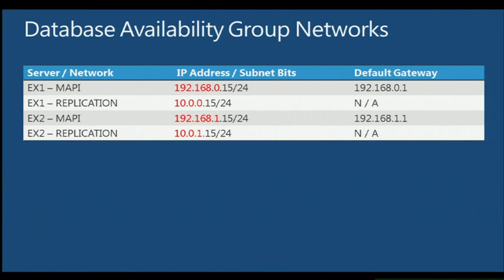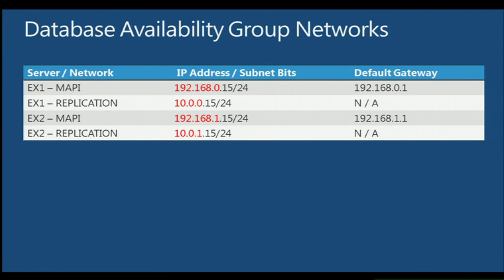Let's make things a little more interesting. Same situation, 2 servers, 2 NICs. Except in this case, I have the servers on different VLANs or in different subnets in different data centers. So the MAPI network for server 1 is on 192.168.0, but the MAPI network for server 2 is on 192.168.1. Similarly, the replication network for EX1 is on 10.0.0, and the replication network for EX2 is on 10.0.1.